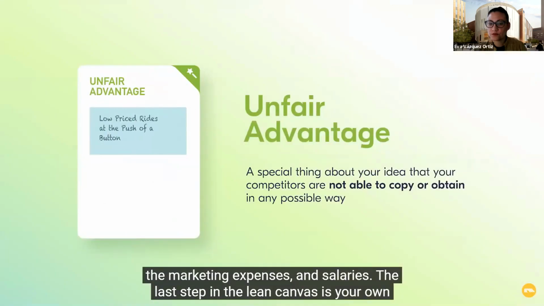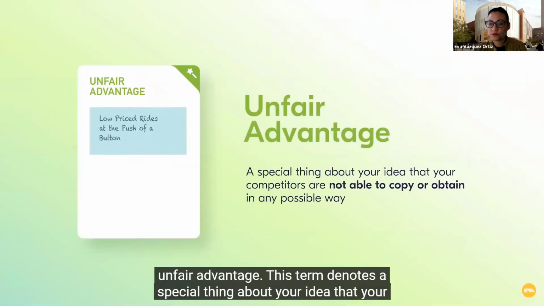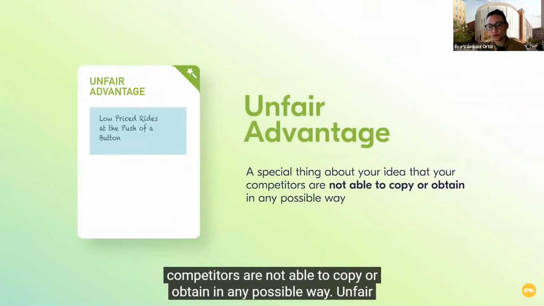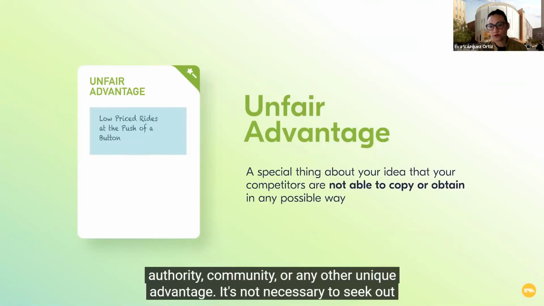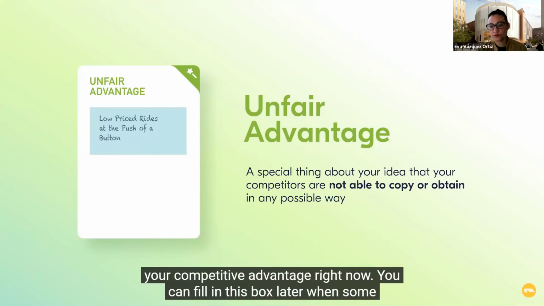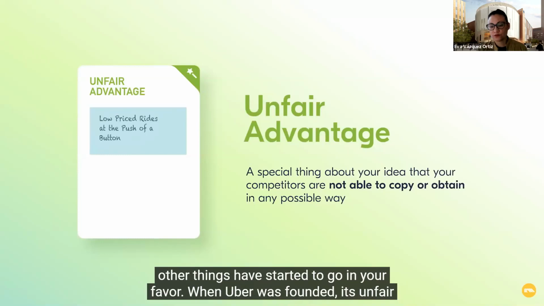The last step in the lean canvas is your unfair advantage. This term denotes a special thing about your idea that your competitors are not able to copy or obtain in any possible way. Unfair advantage may include a good reputation, exclusive access to some data, personal authority, community, or any other unique advantage. It's not necessary to seek out your competitive advantage right now. You can fill in this box later when some other things have started to go in your favor.